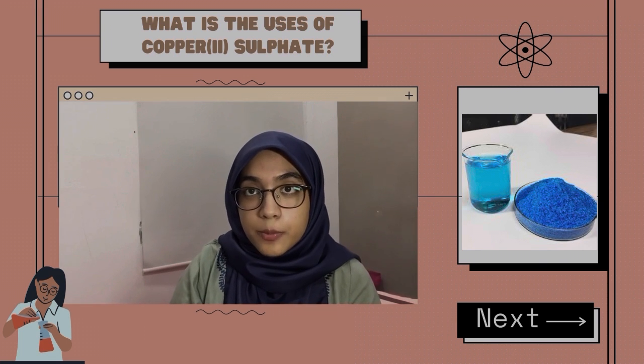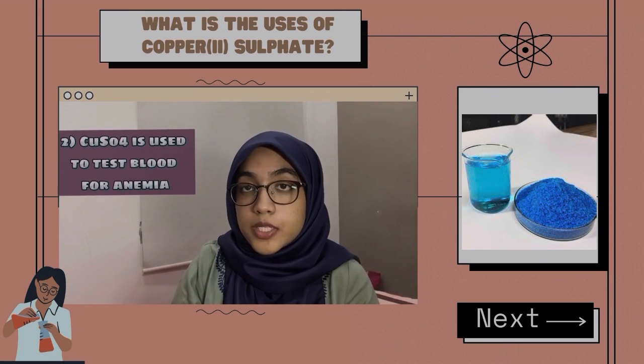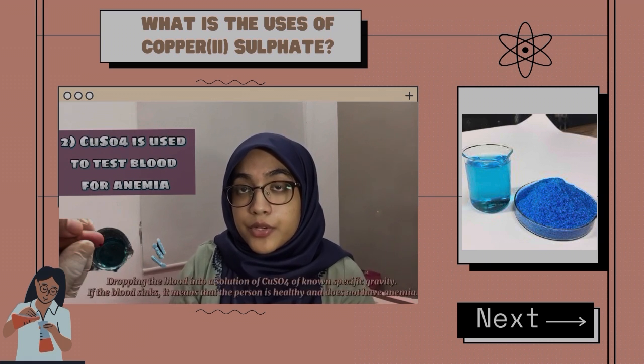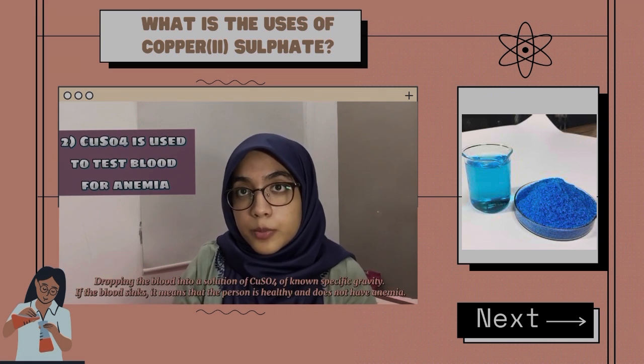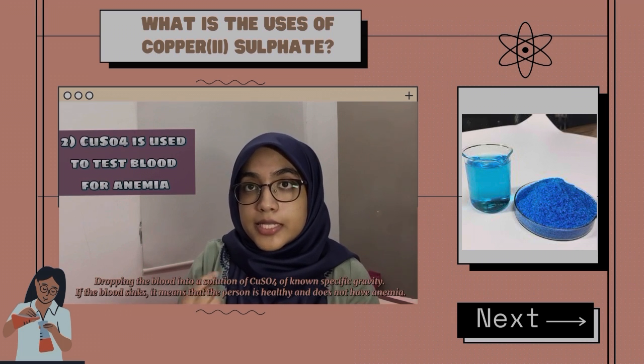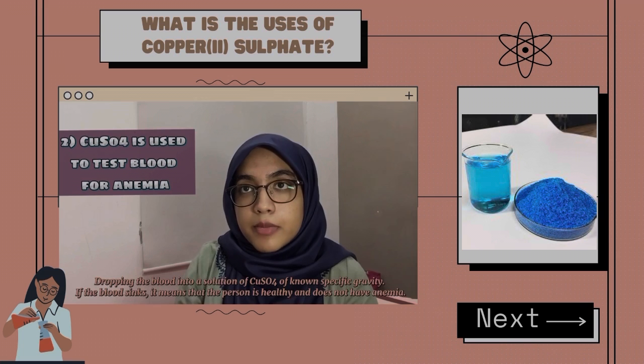Do you know that copper sulfate is also used to test blood for anemia? The blood can be tested by dropping it into a solution of copper sulfate of known specific gravity. If the blood sinks, then it means that the person is healthy and does not have anemia.